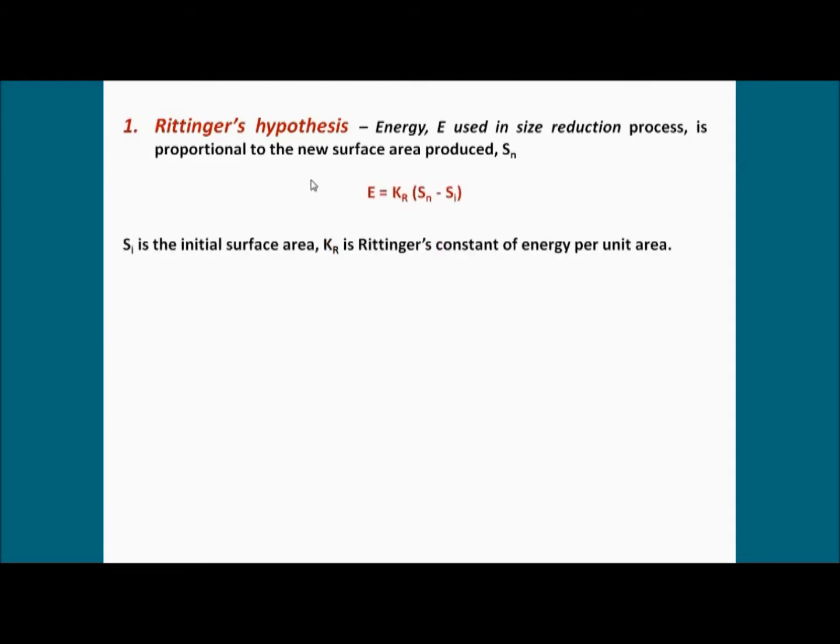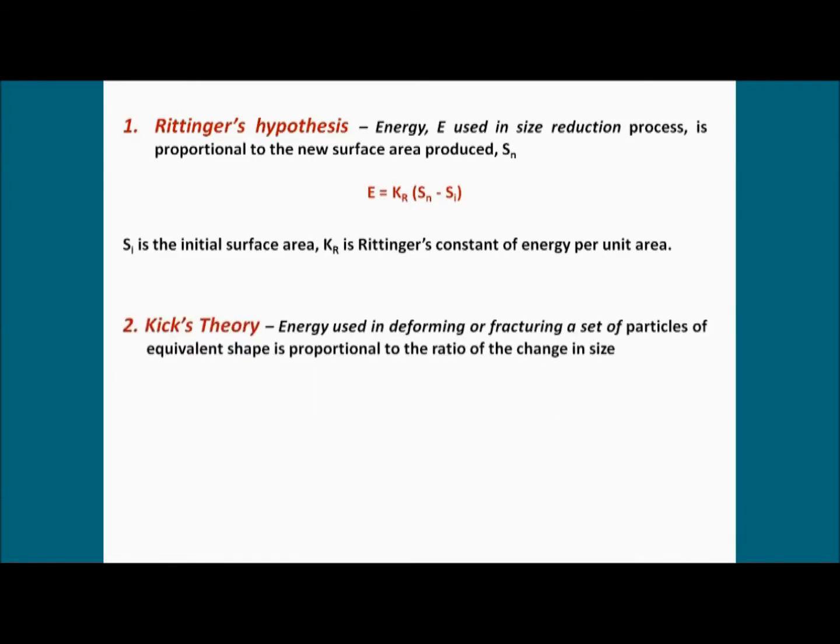As per this relation, Rittinger's theory, E is equal to Kr (Sn minus Si). Kr is the Rittinger's constant of energy per unit area, Sn is the new surface area, and Si is the initial surface area. Clear? The next theory is Kick's theory.